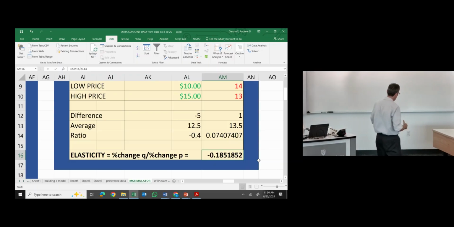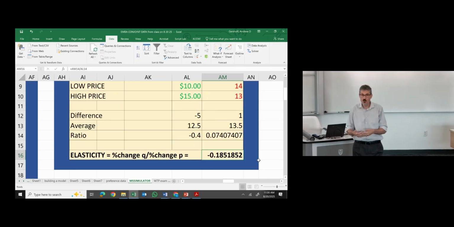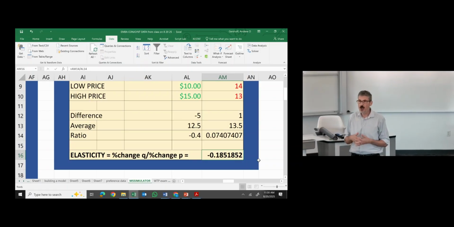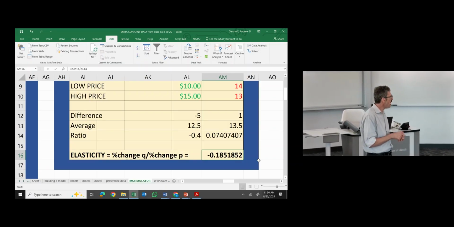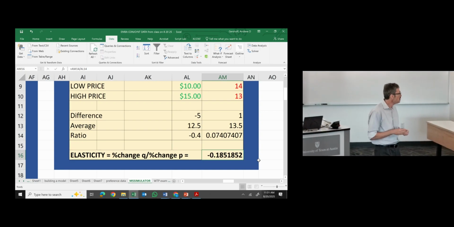And so the takeaway is, even with a conjoint analysis where I've not actually launched the product into the market, since I can get estimates of the amount of demand that I would have at different prices, I can use that to develop a demand curve.